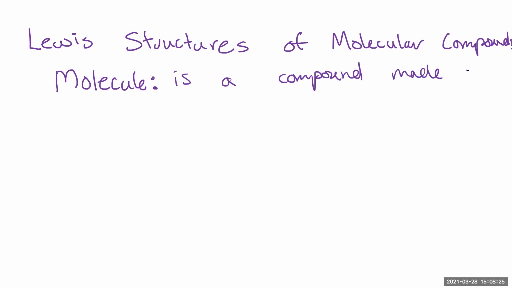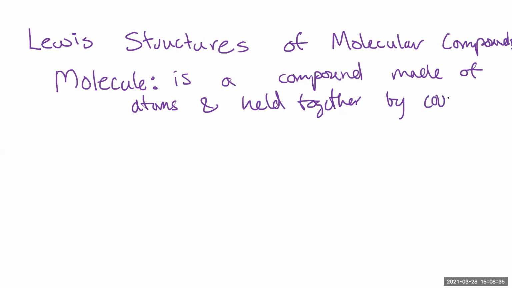Now, a molecule is a compound, of course, made of atoms and held together by covalent bonds. Now, this is distinctly different from ionic compounds, because remember, ionic compounds are held together by ionic bonds, which are electrostatics, positive and negative charges held together tightly.